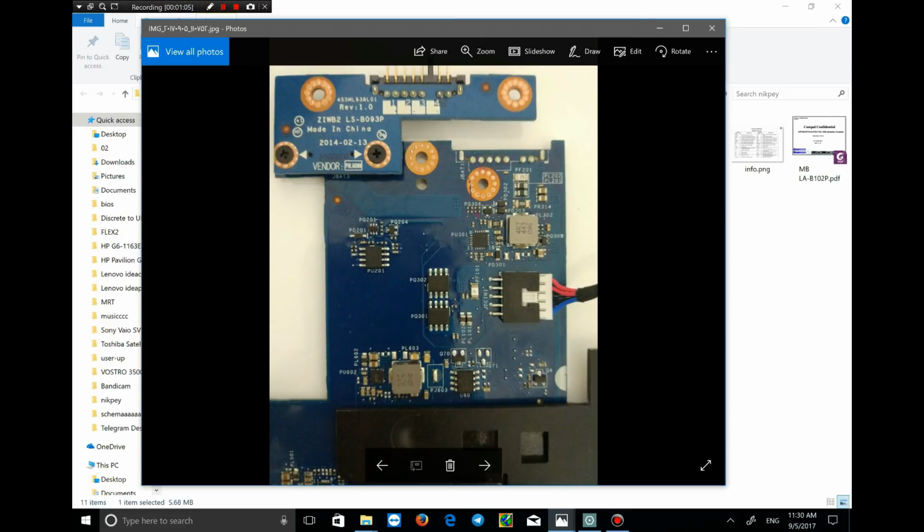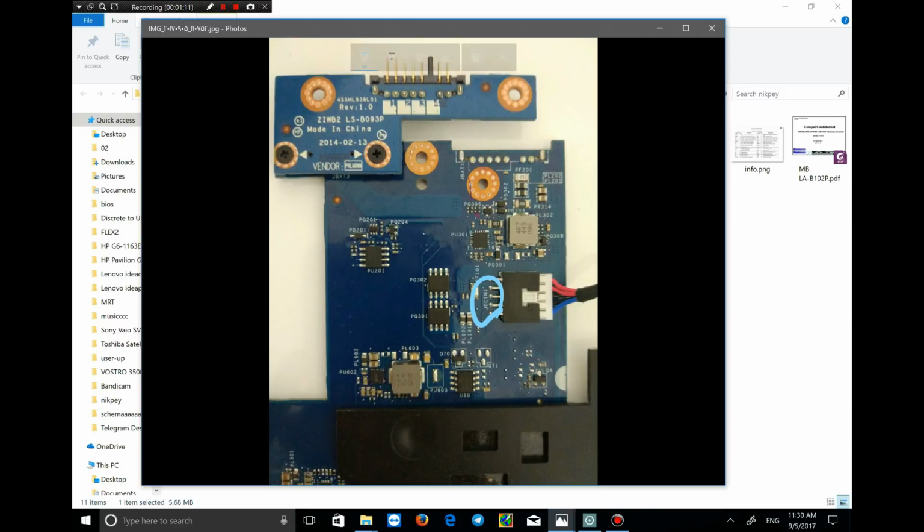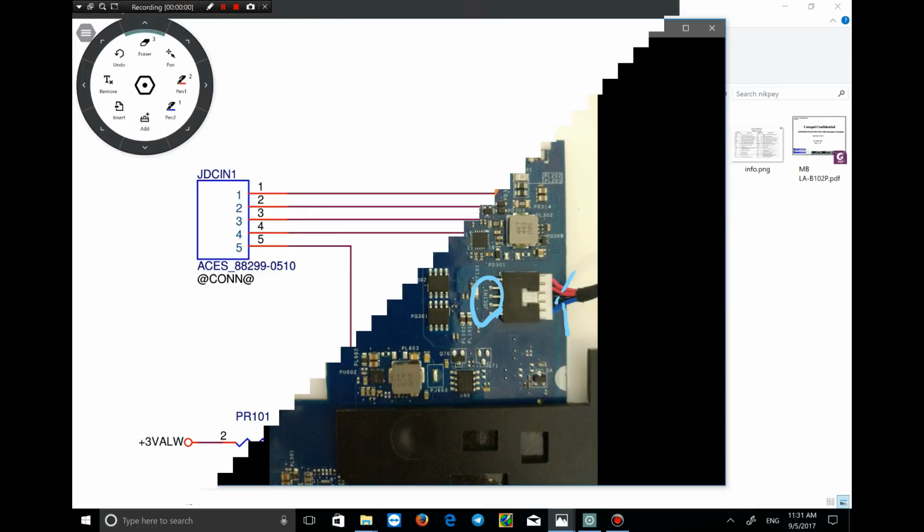As you see, this is a motherboard. This is the first jack, which is the power input. There are two red wires which are positive, and the two black wires are negative. And the blue wire is the fifth pin of the jack for detecting adapter plugging in. I'll start analyzing schematics from here.